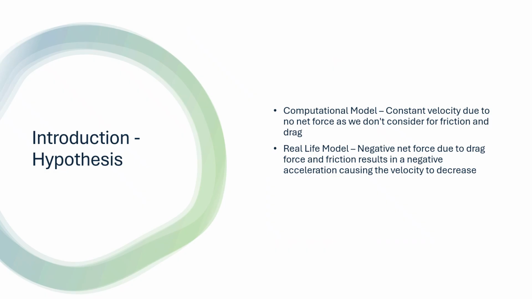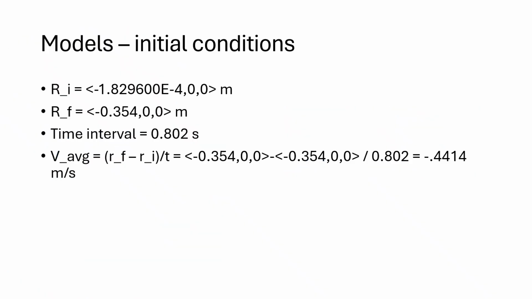My hypothesis for this lab is that in my computational model, there will be a constant velocity due to the fact that there is no net force, as we don't consider friction and drag. And because there is no net force, according to Newton's second law, there will be no acceleration, thus the velocity will be constant. In my real-life model, there will be a negative net force due to drag force and friction, which results in a negative acceleration, causing the velocity to decrease.